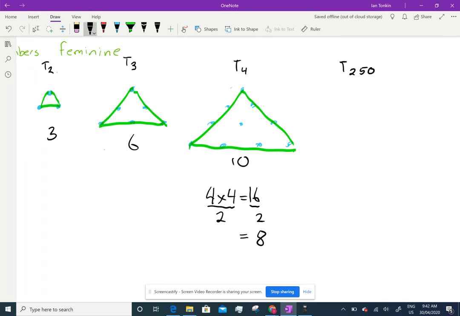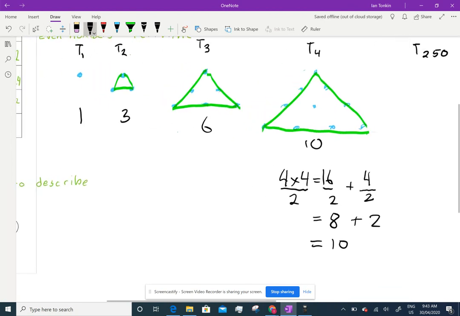But what if I added another 4 for the line across the middle? Well, that gives me 12. So if I added 4. Hey, but what if I divided that 4 by 2? And that'd give me it. If I squared the number and added the number and divided by 2. Let's see if that works for here.